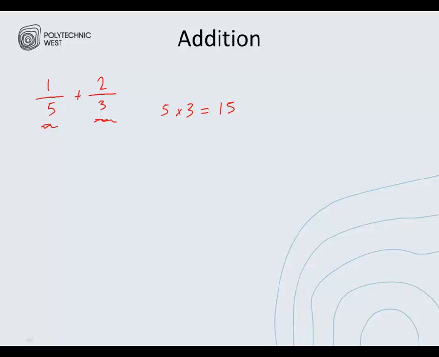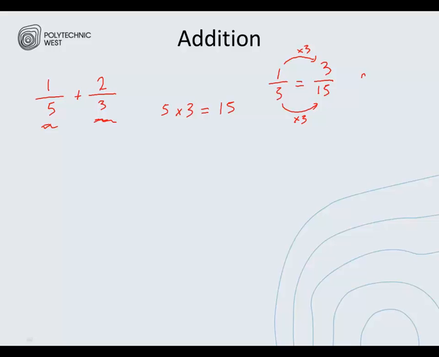So we'll convert these other numbers. I've got 1 over 5 and I need to convert that into something over 15. Now to go from 5 to 15 I've multiplied by 3. So to go from 1 I need to multiply by 3. So 1 times 3 is 3. 1 over 5 is 3 over 15.